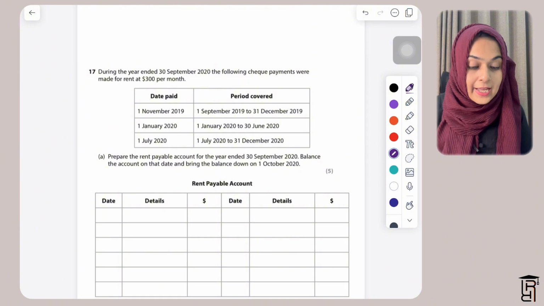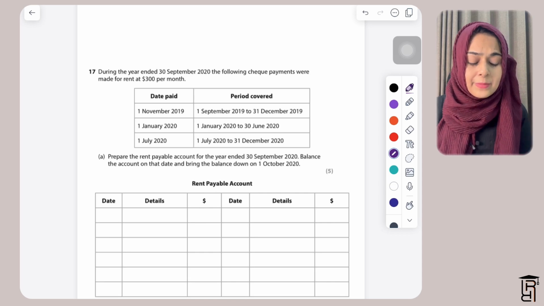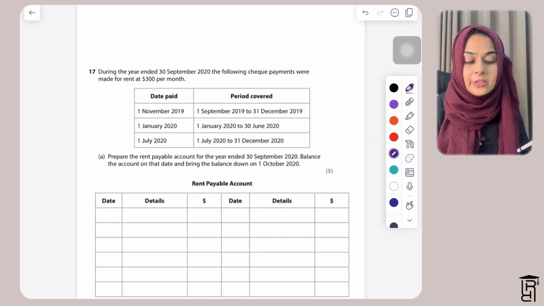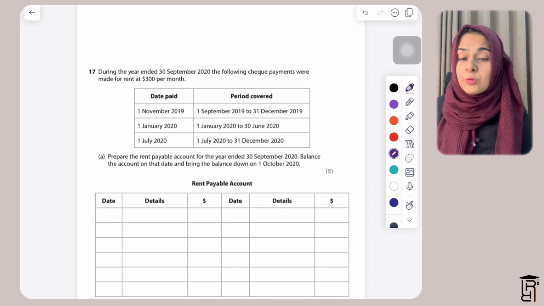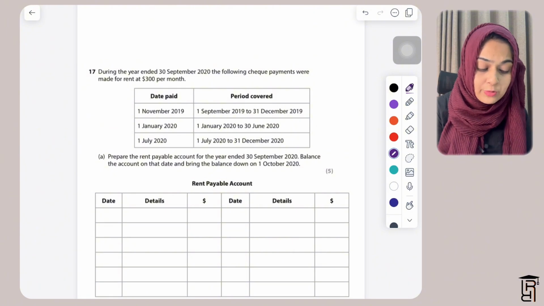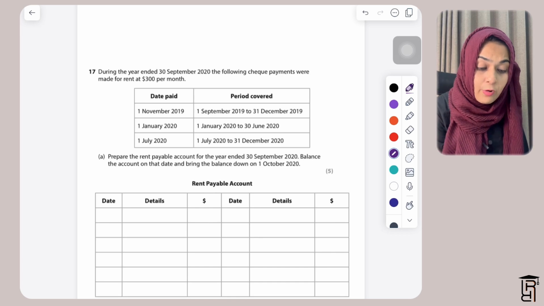So today's video is from other payables and other receivables, and this particular question is from Edexcel GCSE Accounting. The question says: during the year ended 30th September 2020, the following cheque payments were made for rent at $300 per month. They've given you three payment dates: 1st November 2019, 1st January 2020, and 1st July 2020. And all of these dates fall in the year.